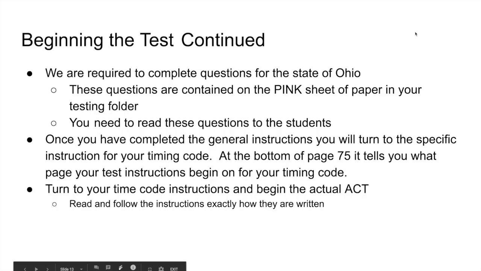We are required to complete questions for the state of Ohio. These questions are contained on the pink sheet of paper in your testing folder. You need to read these questions to the students. Once you have completed the general instructions, you will then turn to the specific instructions for your timing code. At the bottom of page 75, it tells you what page your test instructions begin on for your timing code. Turn to your timing code instructions and begin the actual ACT. Read and follow the instructions exactly how they are written.